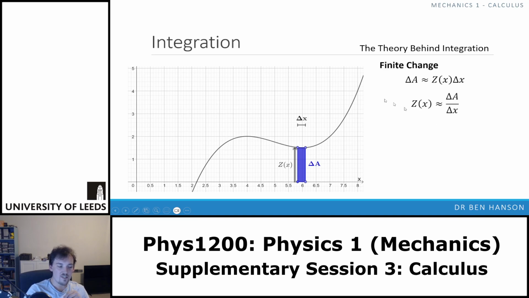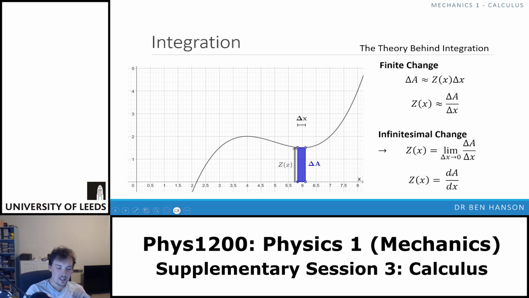Let's rearrange it. Z of x then is delta A over delta x. All of a sudden, if we change that from a finite change to an infinitesimal change, we look at what that area looks like as delta x gets smaller and smaller. Z of x then is the limit as delta x tends to 0 of delta A over delta x. So the function itself, z of x, is equal to the gradient of the area change under that graph.